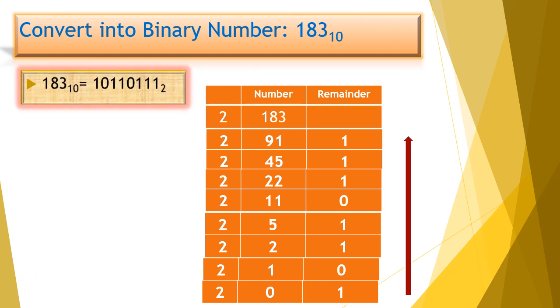So we get the answer. The binary equivalent of 183 is 10110111 base 2. Base 2 indicates that this given number is a binary number. So that is the procedure of converting a given decimal number into a binary number.